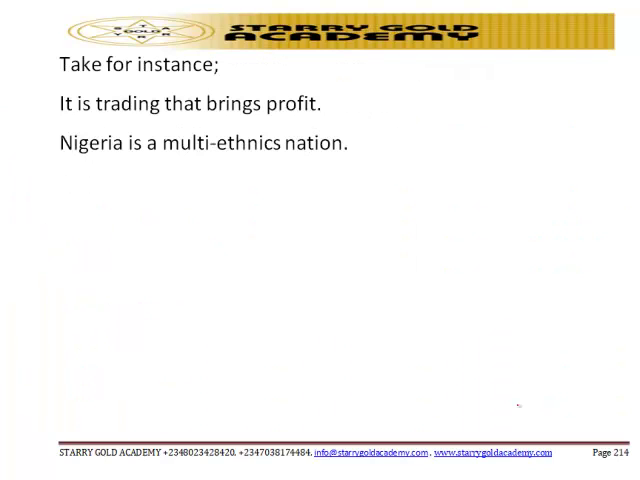For the sake of time, we need to move forward. Look at this one now. Say, it is trading that brings profit. That is the truth. When you do business, we usually generate profit. This is a straight talk, direct meaning. Now look at the next example. Say, Nigeria is a multi-ethnic nation. It's talking about the ethnics, that we have several ethnics, many ethnics in Nigeria. Now that is the truth. The exact statement, the exact meaning, literal meaning.